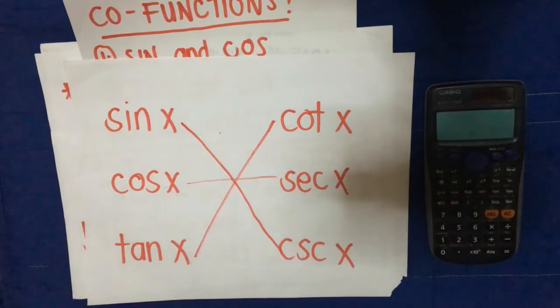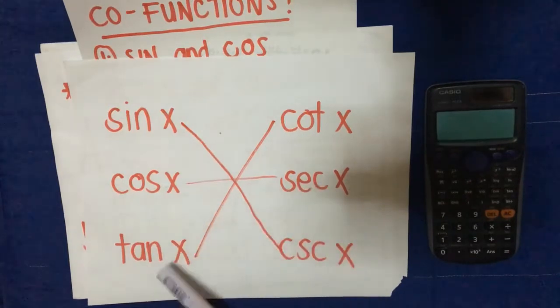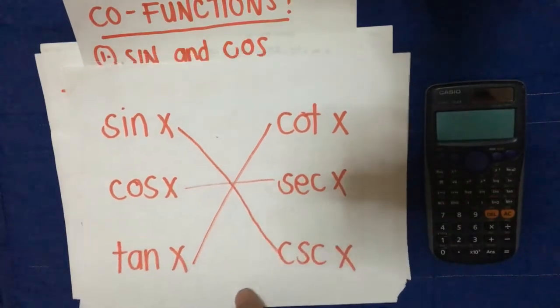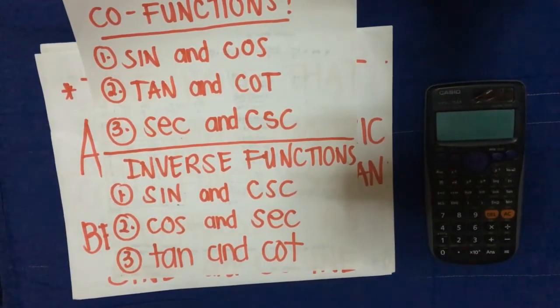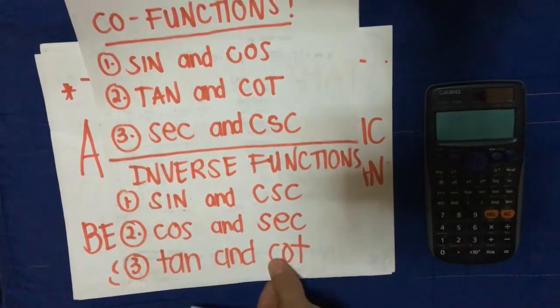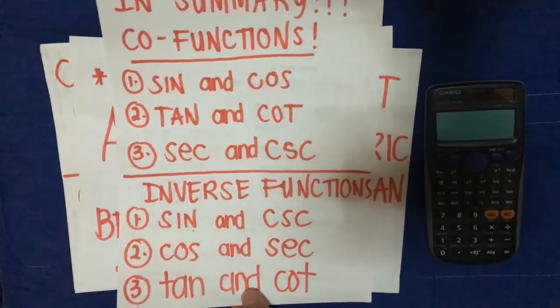So that's how you remember the inverse function: sine, cosecant, cosine, secant, tangent, and cotangent. That is how you remember the inverse function of the trigonometric function. Again and again, these are the characteristics, the co-function and inverse function, that are very important in solving the trigonometric function. Okay, remember this characteristic.